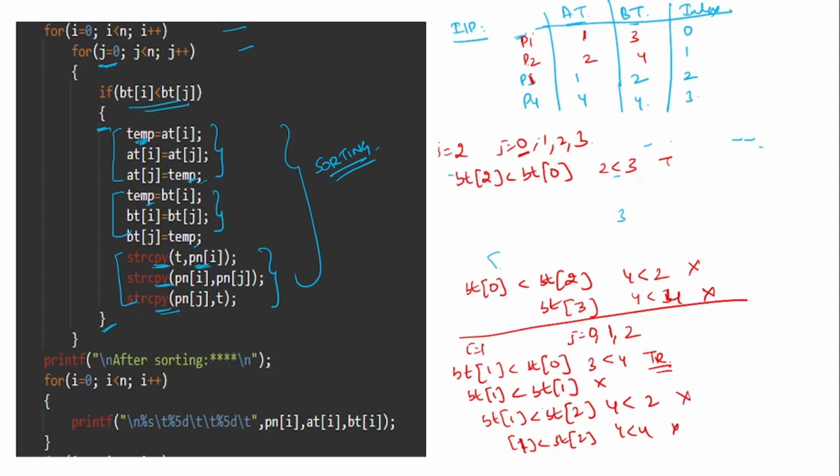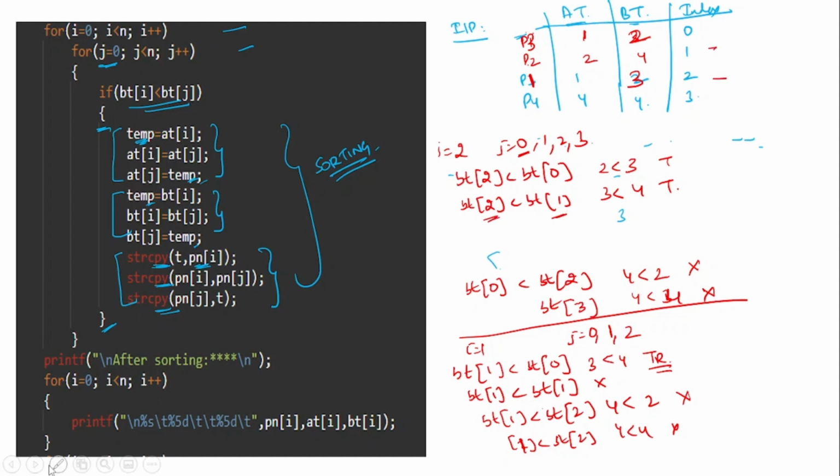So this would be p1 and this would be p3. And again I will swap the arrival time and the burst time also. So the arrival time is 1 only, and this would be 2 and this would be 3. The swapping is there. So again now I check bt of 2 is less than bt of 1. So bt of 2, what is it? 3 is less than bt of 1. This is also true. Again I will swap these two processes, that is this and this process.